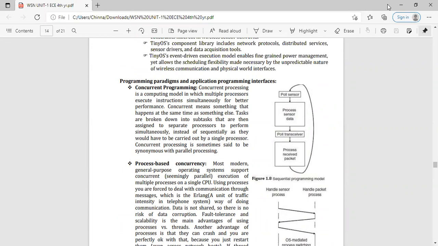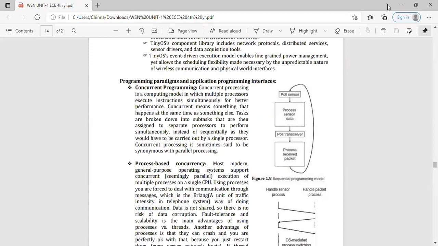A concurrent process is a computing model in which multiple processes execute instructions simultaneously for better performance. Multiple functions, multiple tasks, will function at a time, giving better performance. It means something that happens at the same time as something else. Tasks are broken down into subtasks that are assigned to separate processes to perform simultaneously.